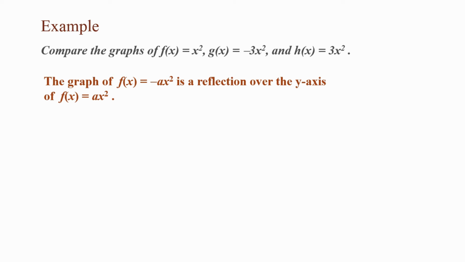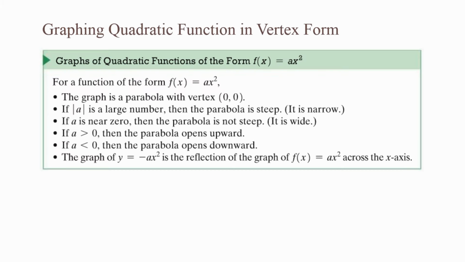The graph of f(x) = -ax² is a reflection over the y-axis of f(x) = ax². Graphing quadratic functions in vertex form. Graphs of quadratic functions of the form f(x) = ax².